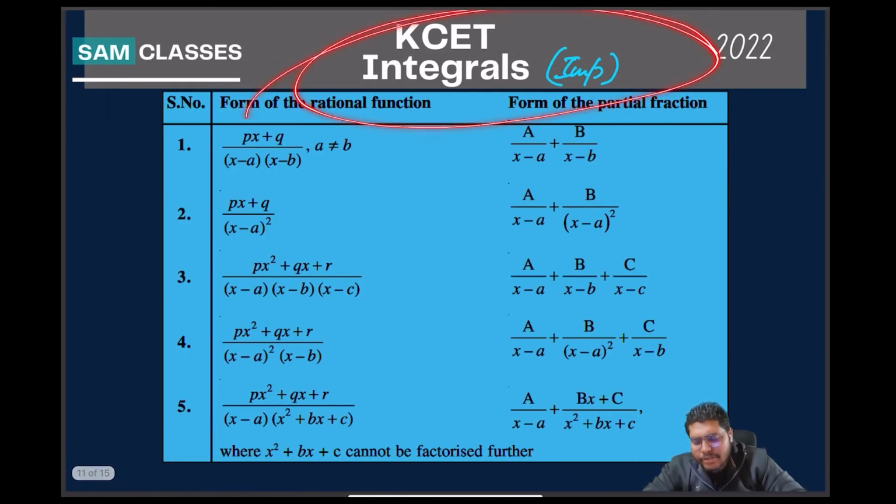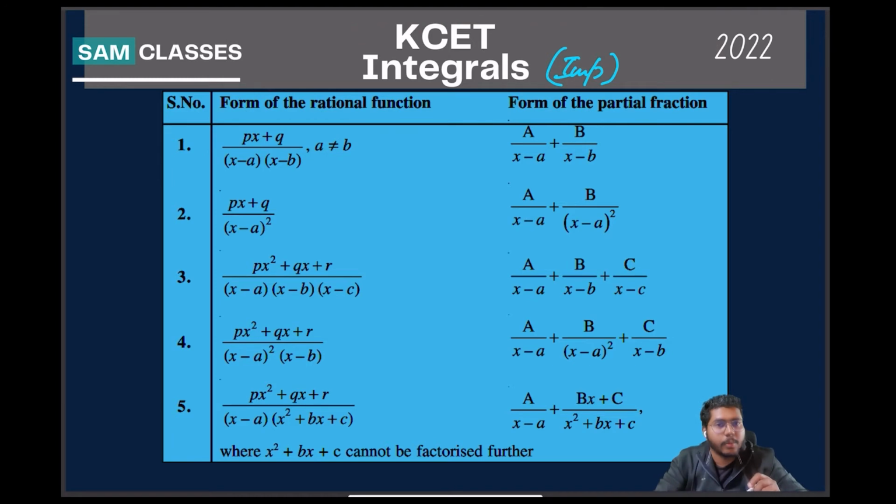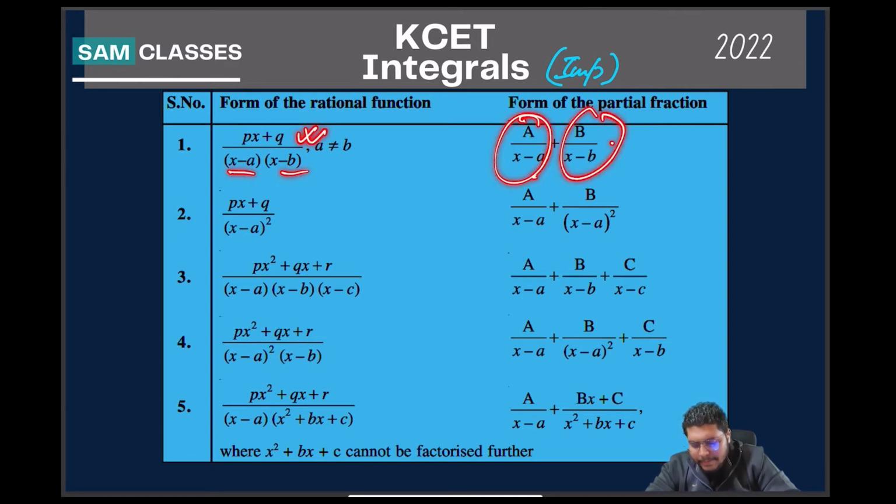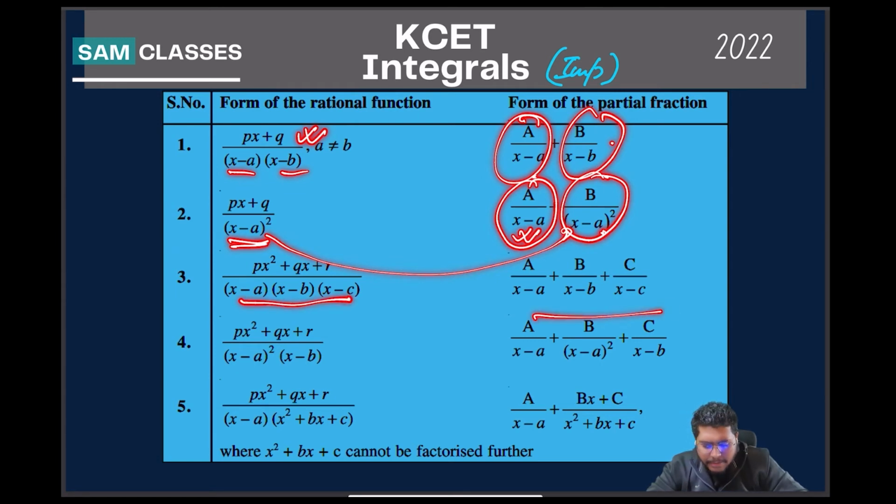Coming to partial fractions, every year you can say that at least one question will be there from partial fractions. Very, very, very important, students. If we have two linear factors, we write A by x minus a plus B by x minus b. If we have a repeating factor, one time you write the linear and the second time you write the repeating form. If you have three, same thing, just linear means simple. If you have again a repeating, it will go two times, one alone, one in the repeating form.